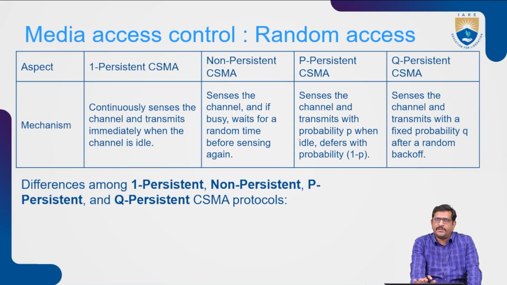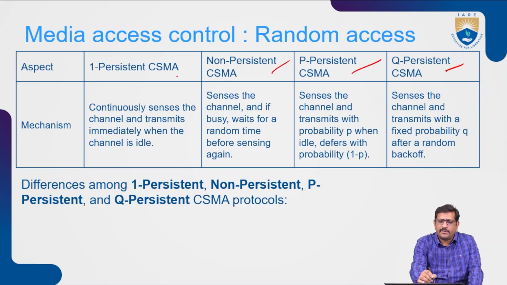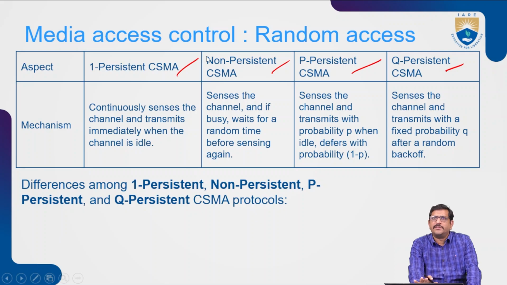Here, in these medium access control carrier sensing methods, there is a comparison of the different types of access: one-persistent CSMA, non-persistent CSMA, P-persistent CSMA, and Q-persistent CSMA. These are the different persistency CSMA accessing methods.